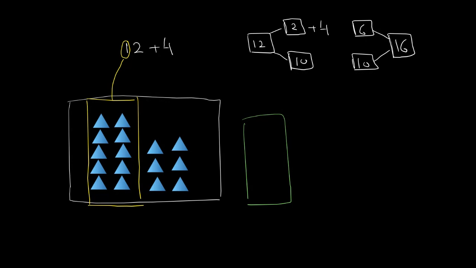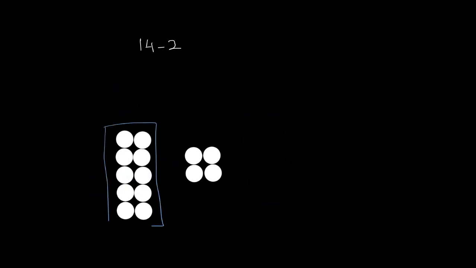Now let's try some problems with subtraction. So again I have 14 white balls, and what I want to do is subtract. So let's start doing the first problem. I want to do 14 minus 2. Again I have a box of 10, so right here is a box of 10 balls, and then I'm going to subtract off 2 balls from here.